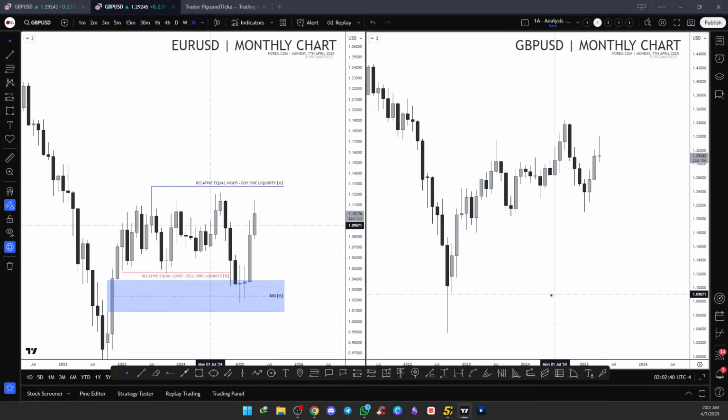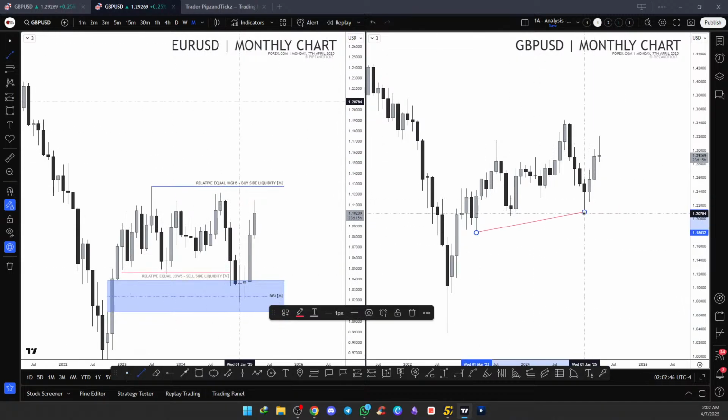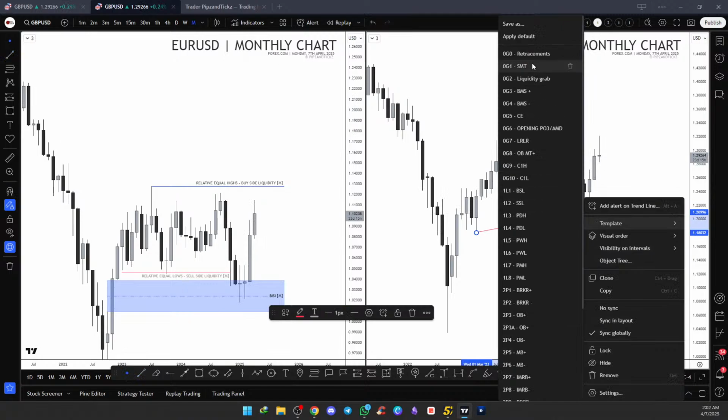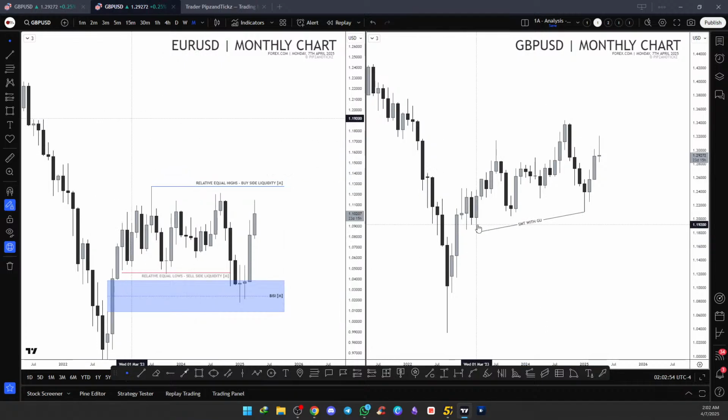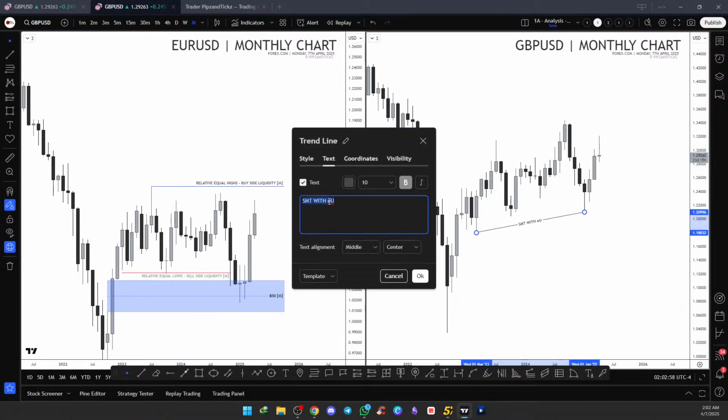What about GU? We have a clear SMT with GU in the monthly time frame. SMT with EU, as this low is taken out in EU, whereas in GU it has not. So this is also a good sign that price is going to reverse up.